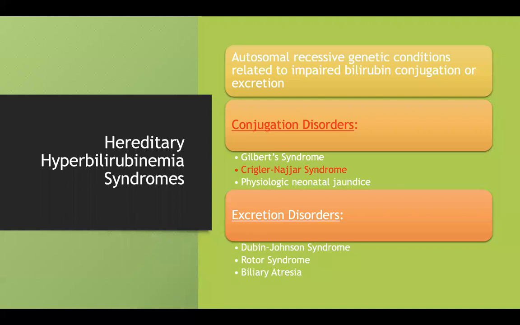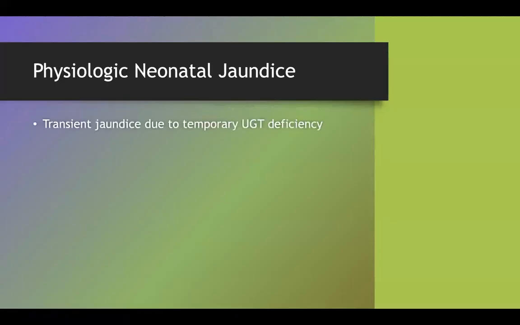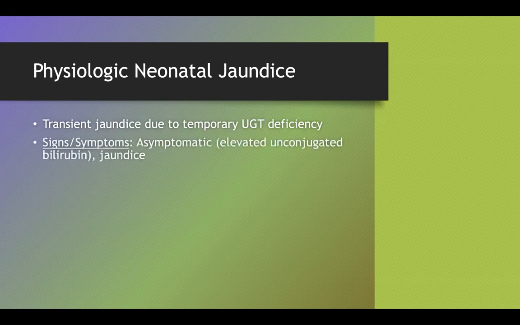So that's Crigler-Najjar syndrome. I want to discuss physiologic neonatal jaundice because it has some of the same mechanisms that we just talked about for the other conditions, actually. So this is not an inborn genetic mutation. What's happening here is that when we're born, all newborns have some sort of UGT deficiency, and it's temporary. It takes a little bit of time, on the order of a couple weeks, for your UGT enzymes to be working as well as they need to in order to appropriately conjugate all the bilirubin in their blood.